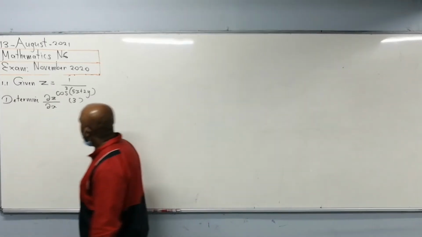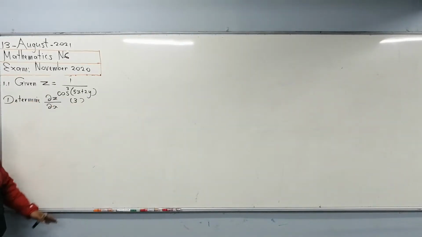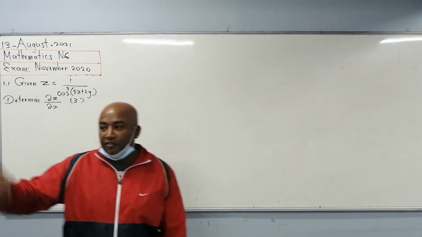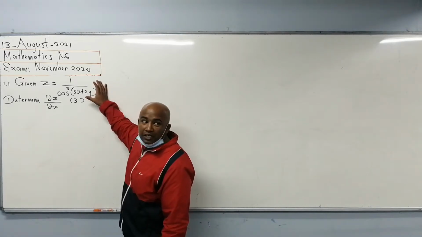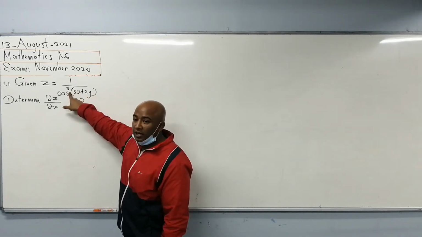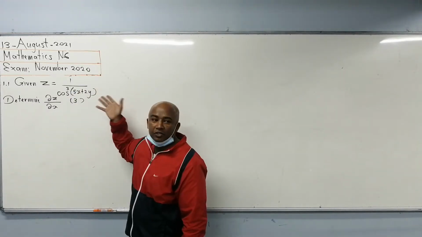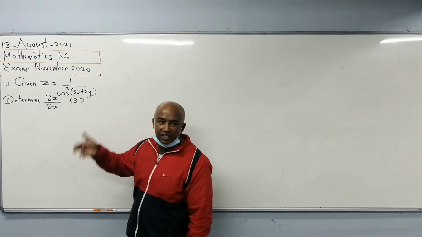Okay. And now, for 3 marks, we need to differentiate this. Currently, as it stands, it is a fraction. We can use the quotient rule. But then we also have a power here, so we have to use the chain rule. So do we really want to use two rules, the quotient rule and the chain rule?